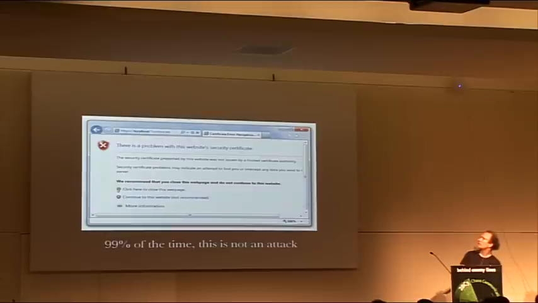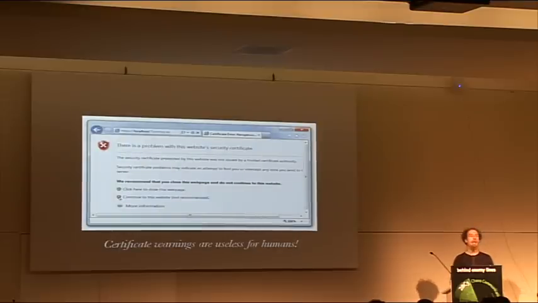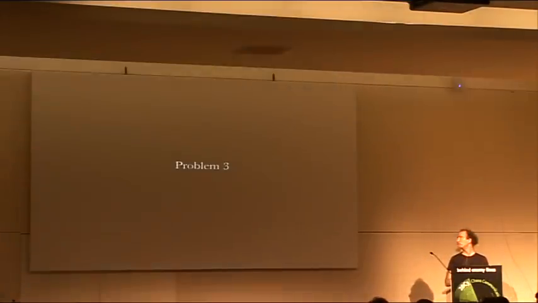Microsoft has been clever here. They've tried to make green no and red yes, but you learn. Actually, red is what I want. I want to get through the warning to the site that I'm trying to go to. And 99.9% of the time, that's the right thing to do. What this means is that certificate warnings are totally useless. Humans are trained to get through them. Even experts really struggle to understand what the right certificate looks like, and then they learn to click through it.